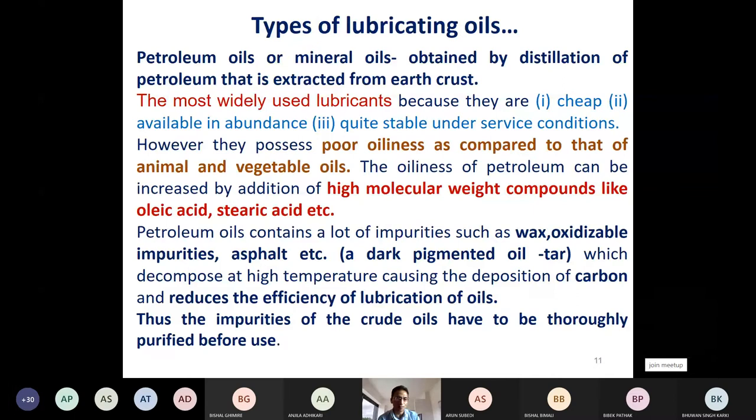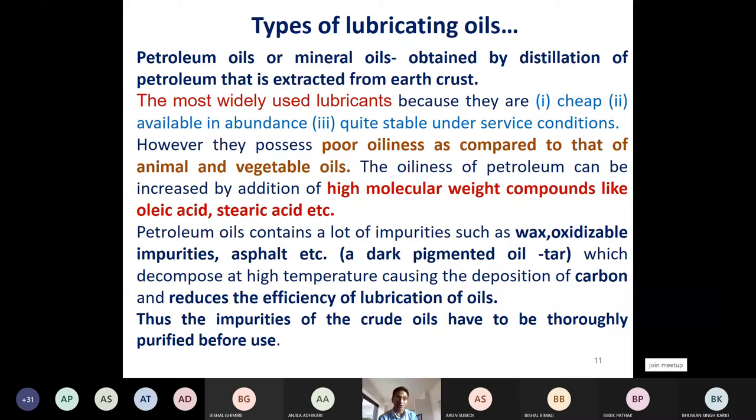which decomposes at high temperature and causes deposition of carbon. And when carbon deposits, that reduces the efficiency of the lubricating oil. Thus, the impurities of crude petroleum oil have to be thoroughly purified before use. If not purified, then we have to face the following problems. If the impurities are not removed, the following conditions are to be faced.